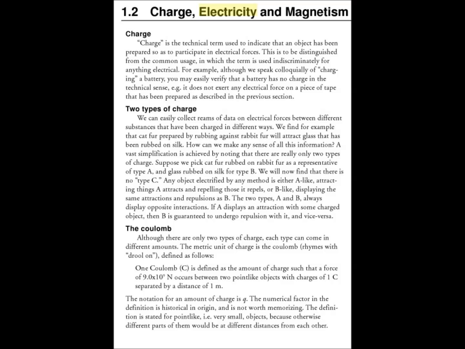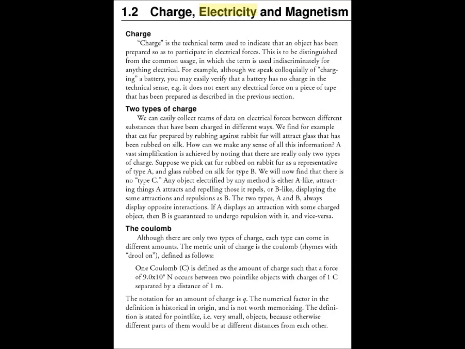A vast simplification is achieved by noting that there are really only two types of charge. Suppose we pick cat fur rubbed on rabbit fur as a representative of type A, and glass rubbed on silk for type B. We now find that there is no type C. Any object electrified by any method is either A-like, attracting things A attracts and repelling those it repels, or B-like, displaying the same attractions and repulsions as B.